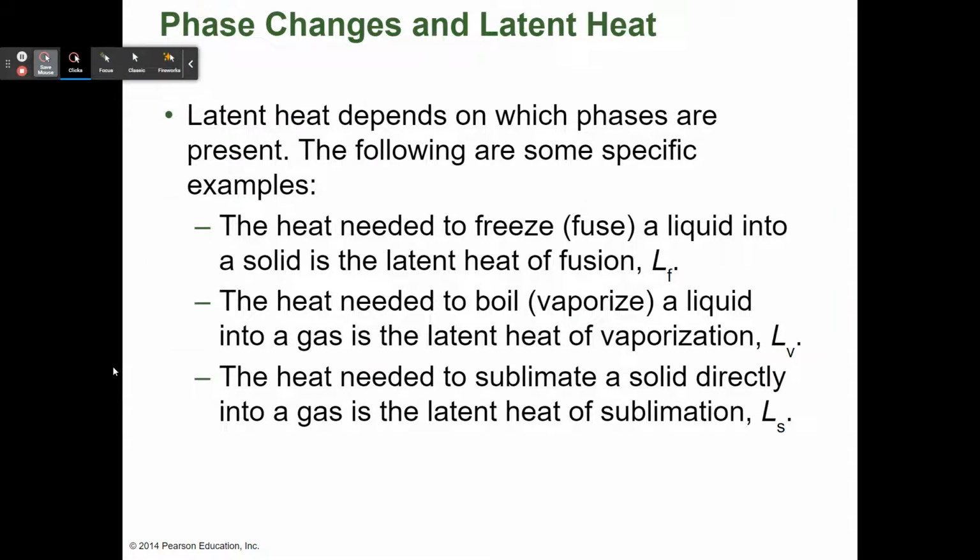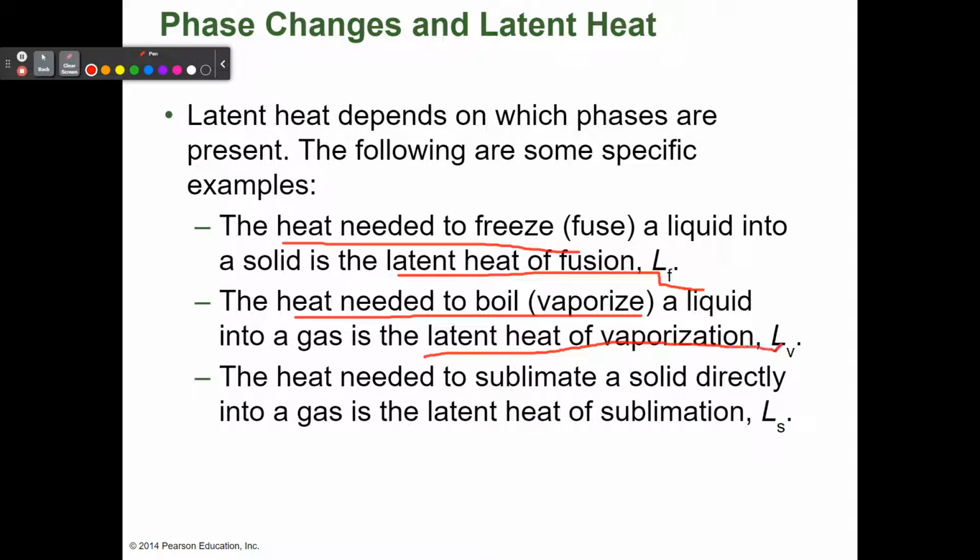It depends on which phases are present. So there is a latent heat for freezing. The heat needed to freeze a liquid into a solid is the latent heat of fusion, so watch out for that particular abbreviation. The heat needed to vaporize something or boil it is the latent heat of vaporization. And the heat needed to sublime something is the latent heat of sublimation. So you need to know those definitions and those abbreviations.